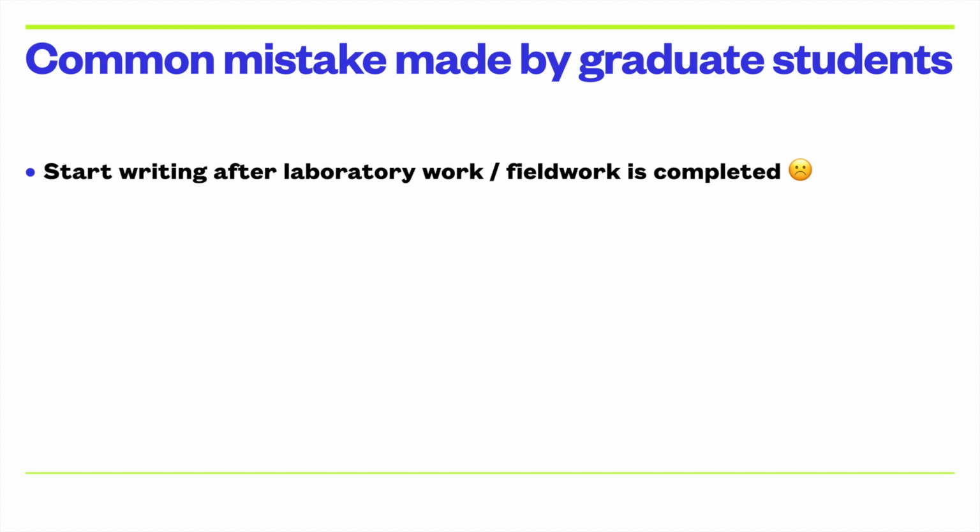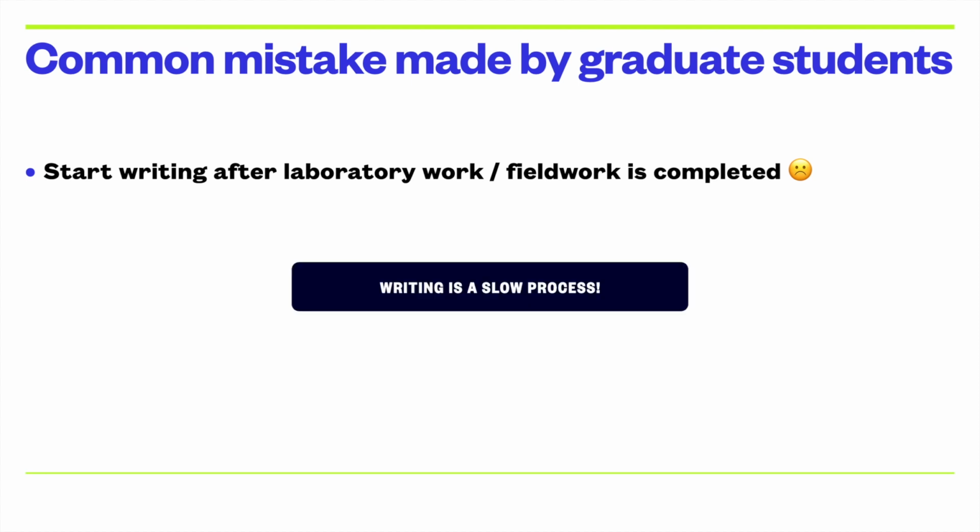Many graduate students leave writing until after all their lab work and/or field work is completed. In your case, that could be 1 to 2 years later, and that's a big mistake for the following 2 reasons. Firstly, writing is a very slow process, so the sooner you start writing, the sooner you'll understand how much time it takes, and then you can factor that into how many experiments, studies you can realistically undertake during your master's or PhD. It's important to allow sufficient time for writing and publishing your research.